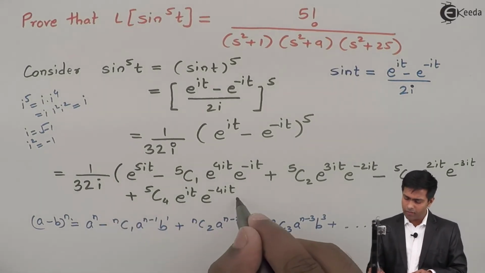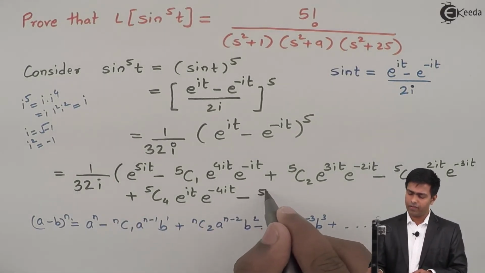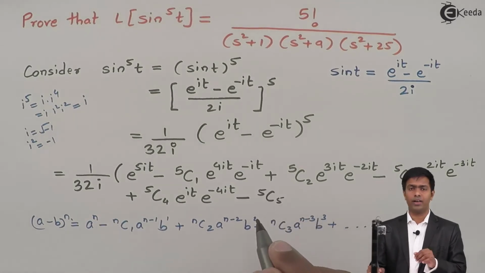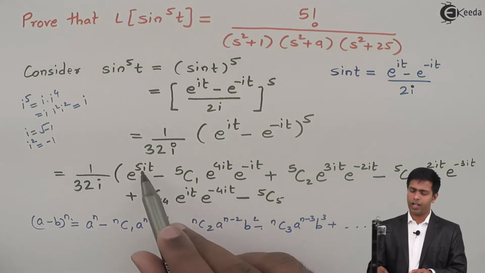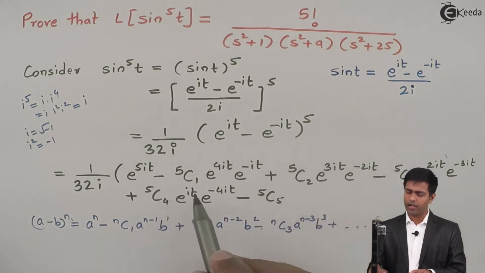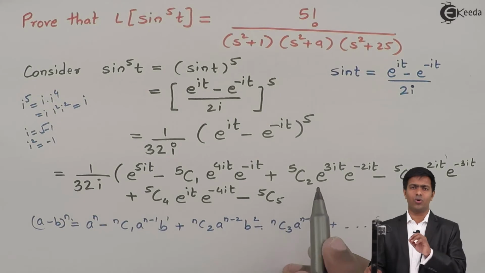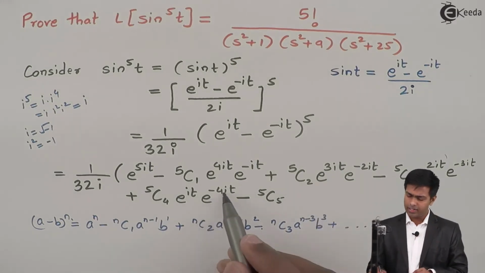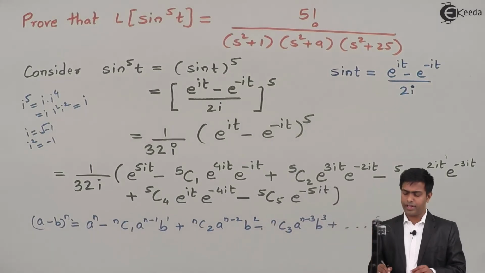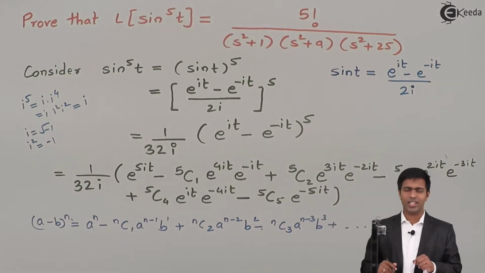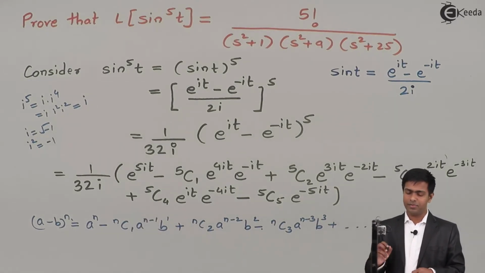So after plus we have minus sign, then 5C5, which is going to be 1. This e raised to it, now from 5 we got 4, 3, 2, 1, now 0. So e raised to 0 is 1, no need to write the term. And this will become e raised to minus 5it. So it means we got the expansion by using the binomial theorem. Now let's simplify the terms.